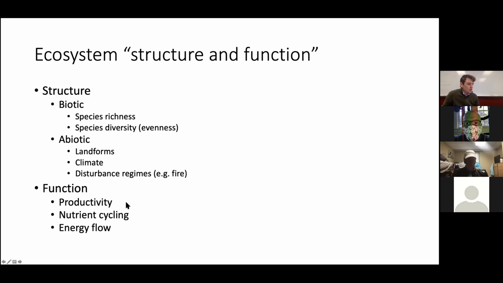Then when we talk about function, we're usually going to be thinking about three things: productivity, how much biomass is being produced by the organisms that live in an ecosystem; the flow of nutrients like carbon and nitrogen and phosphorus through the different organisms that make up an ecosystem; and the flow of energy, right? The ultimate source of energy is the sun. We use the energy to make our bodies as organisms, and some of that energy is lost as heat ultimately. So how that energy moves through the system is part of the function of a community or an ecosystem.